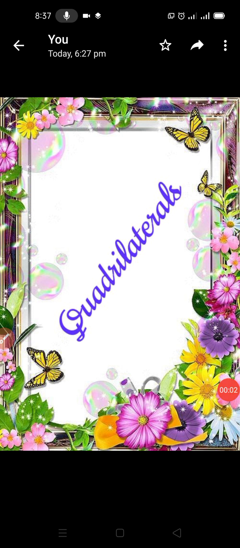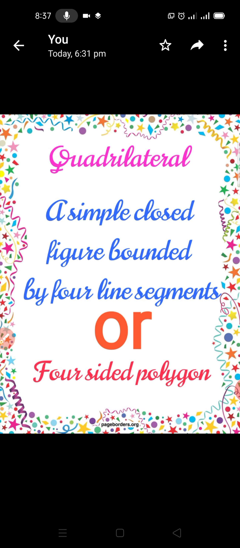Now we will learn quadrilateral. A simple closed figure which is bounded by 4 line segments is known as a quadrilateral. Or simply you can say a 4-sided polygon is known as a quadrilateral. So a quadrilateral has 4 bounding line segments which are known as its sides.